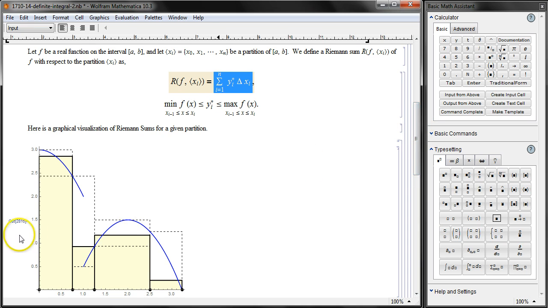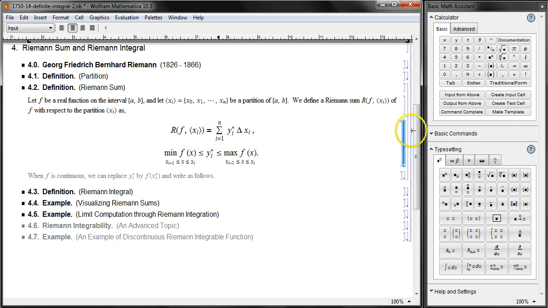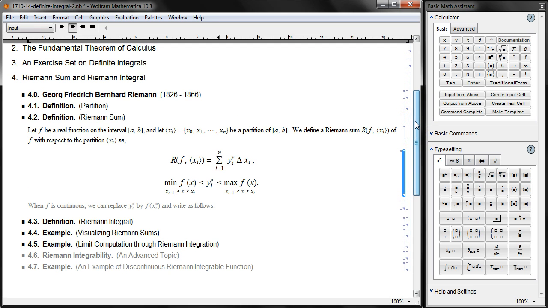And as you can see, the sum approximates the signed area underneath graph. Not very well, because we have only 4 rectangles here. But if we have 4,000 rectangles with very, very thin delta xi close to 0, then you're going to get much better approximation. But in any case, this is the definition of the Riemann sum.